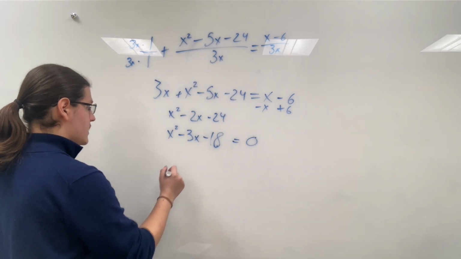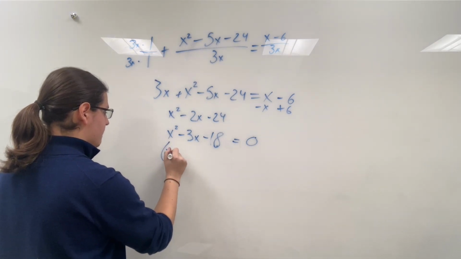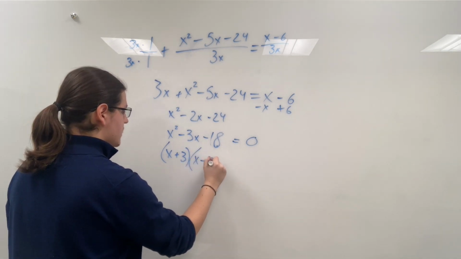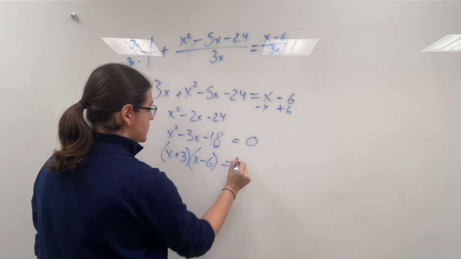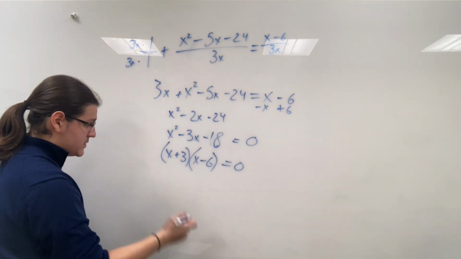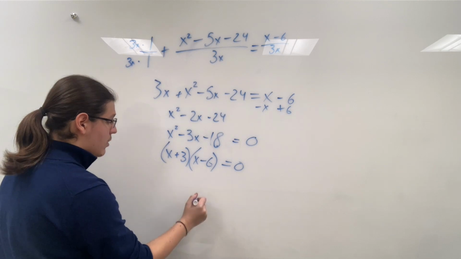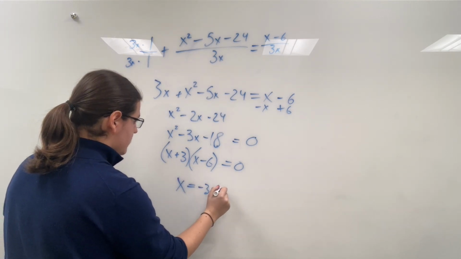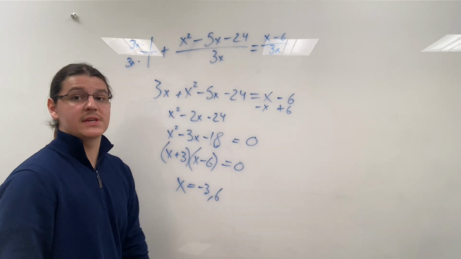So we can just say that this is going to be x plus 3 times x minus 6 is equal to 0. So we know through the zeros that x is going to be equal to negative 3 and positive 6.